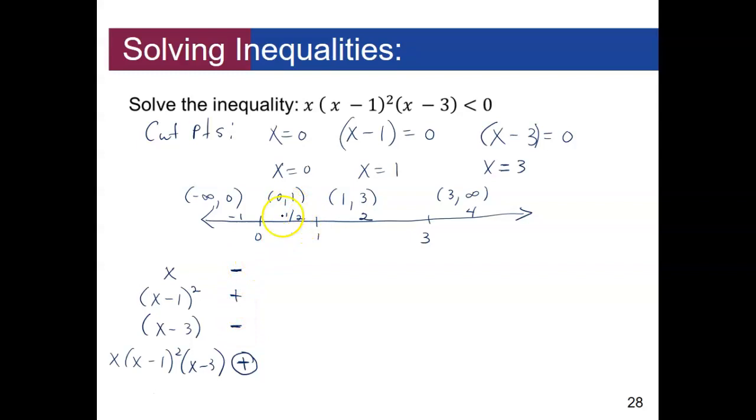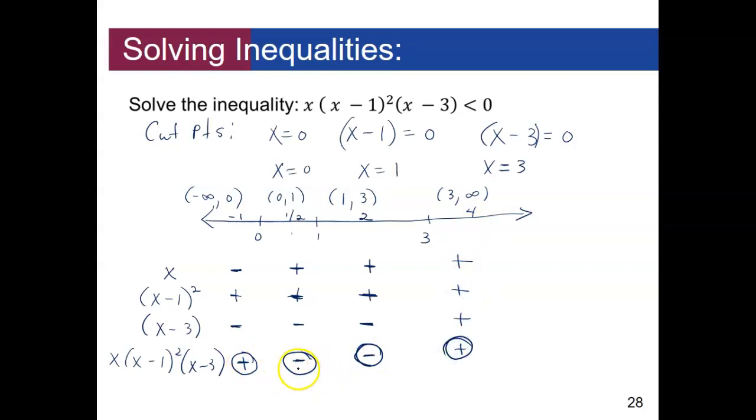If I look at this one with the 1/2, if I plug 1/2 in, I'm going to have a positive. This one is always positive because it's squared. And then a 1/2 minus 3 is actually going to be a negative. So this one's going to be a negative because I have an odd number of negatives. If I plug 2 in, I'm going to have a positive. This one's always positive. This one's negative, and so I'm going to have a negative here. And then on this one, if I plug 4 in, I'm going to have a positive, a positive, a positive, so my interval is positive.